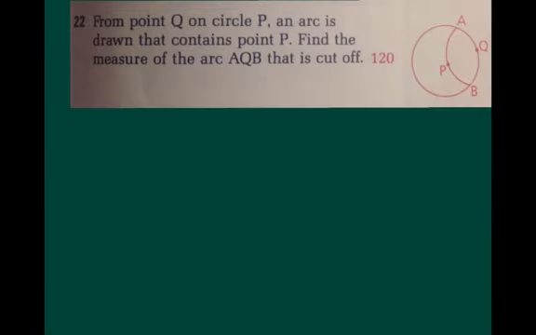Okay, number 22 on page 457 always causes problems. So let's take a look at it. I think really it's more a matter of vocabulary than anything else. You may remember from the beginning of the video that when they talk about the center of an arc, it refers to the center of the circle that the arc is drawn on. So let's take a look. It tells us that from point Q on circle P, an arc is drawn that contains points P, A, and B. So let's zoom in and take a look at what that means.